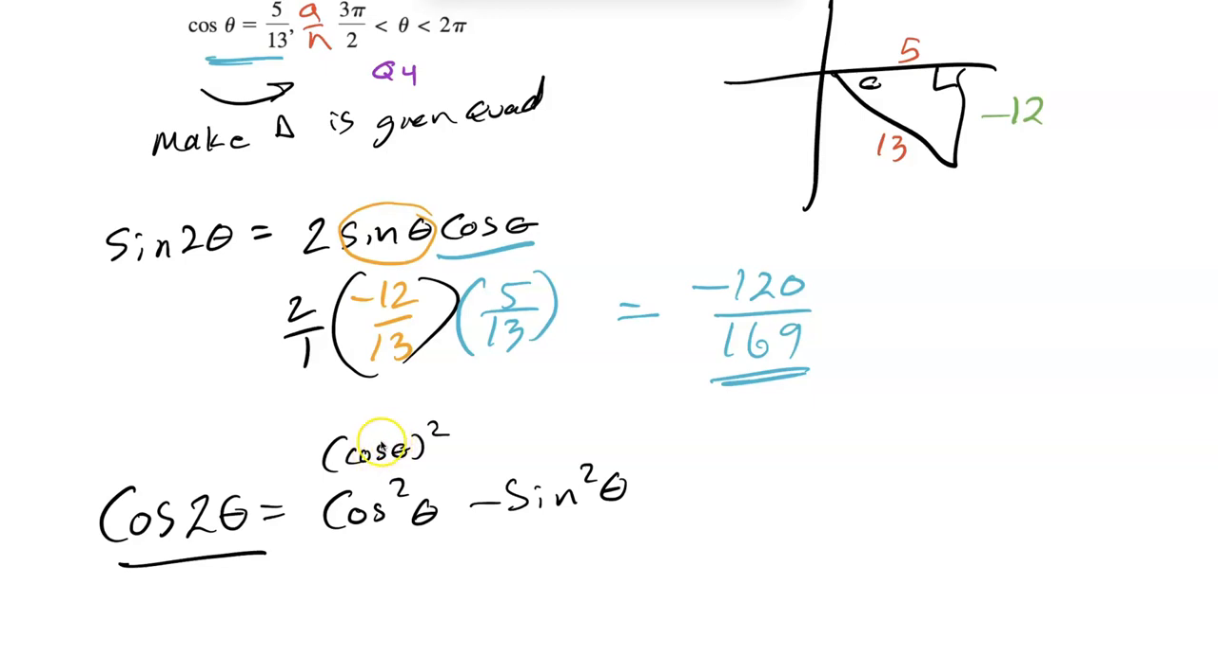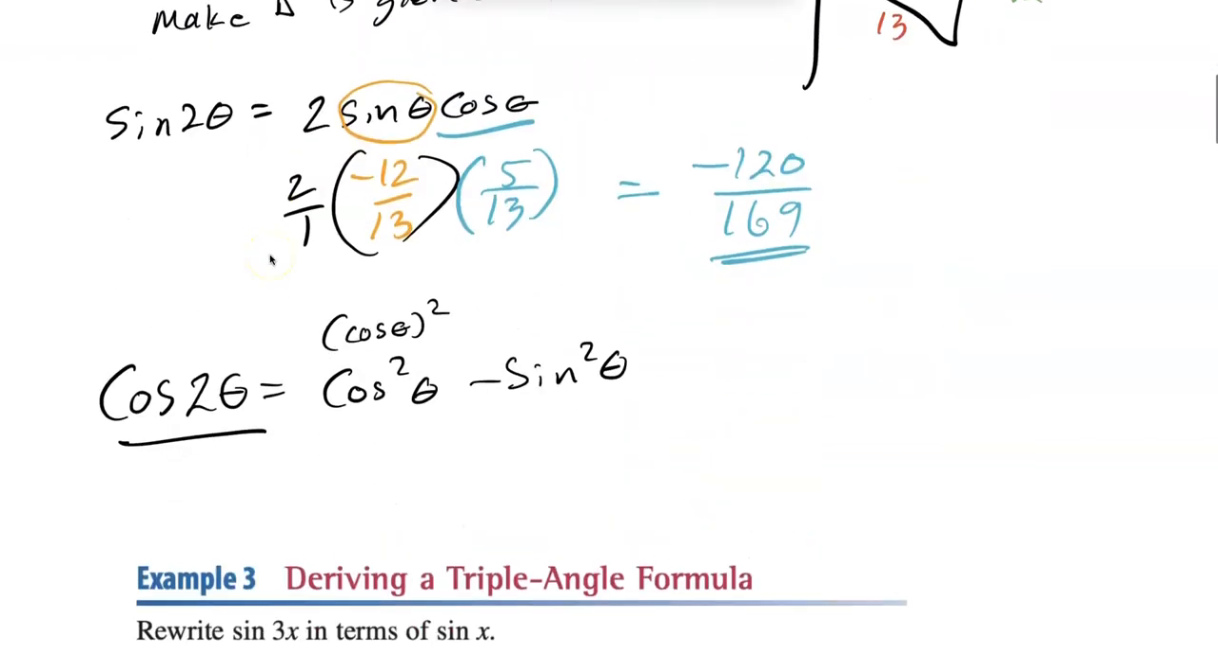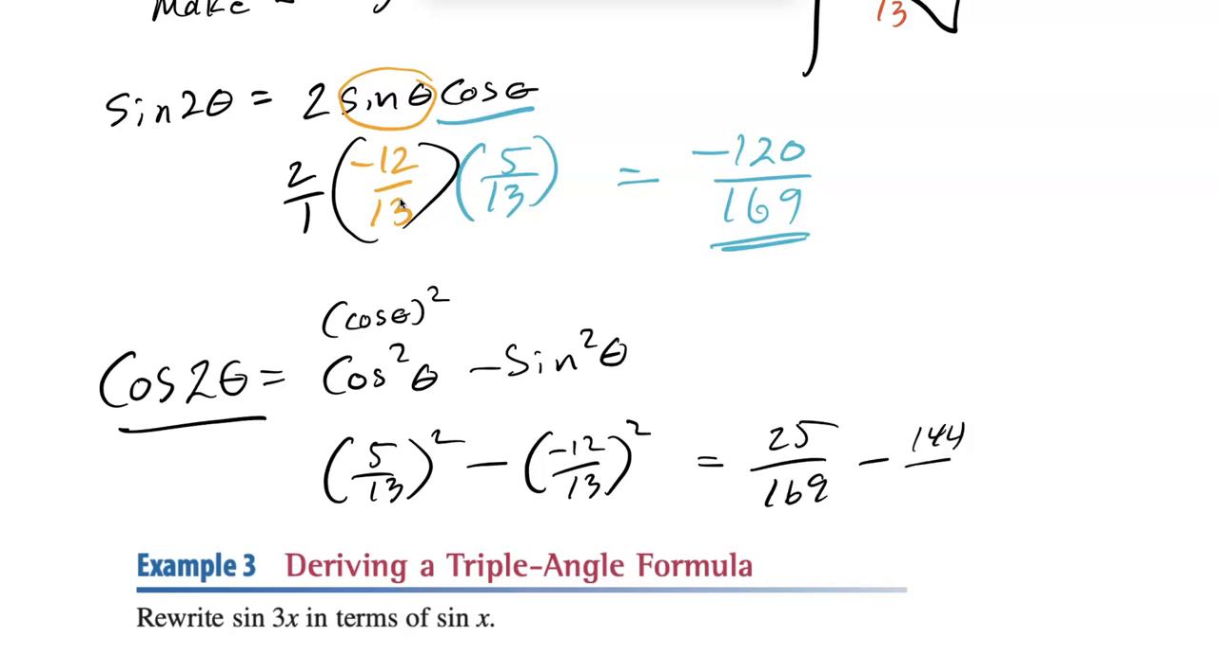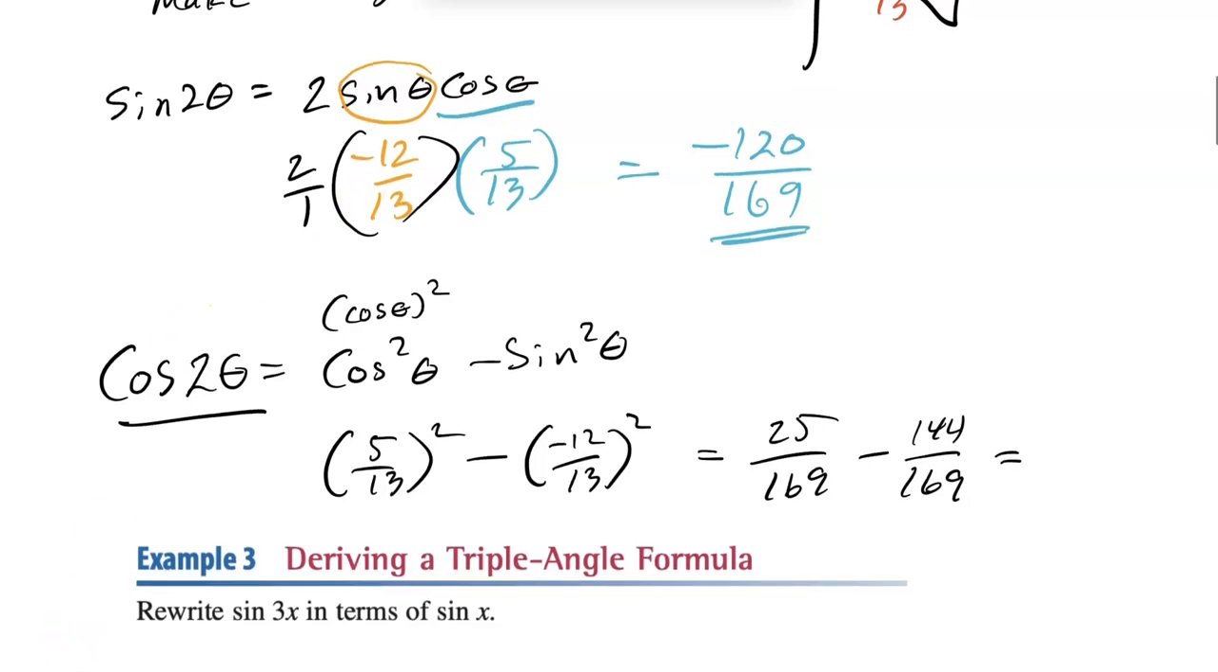So I could change cosine with 5 over 13 squared. Same thing with sine. We're going to change sine with negative 12 over 13 squared. If we square both of them, we're going to get 25 over 169 minus 144 over 169, which gets us negative 119 over 169. Like that.